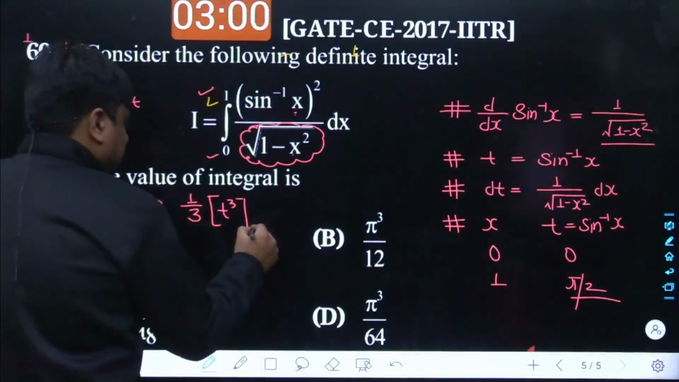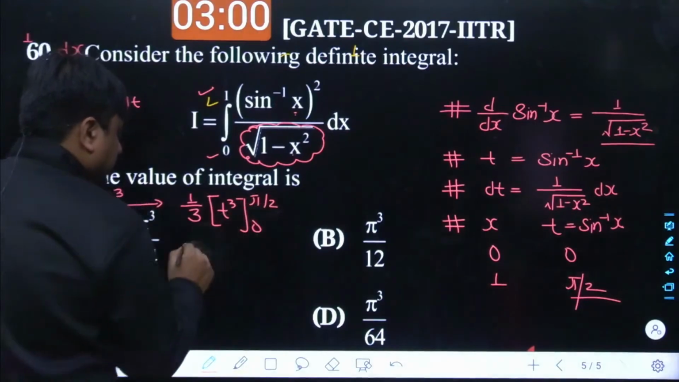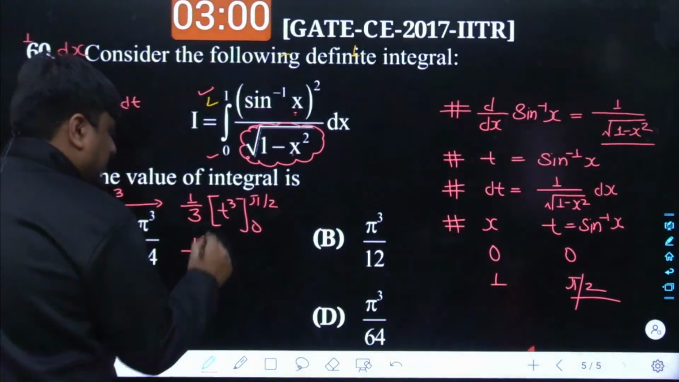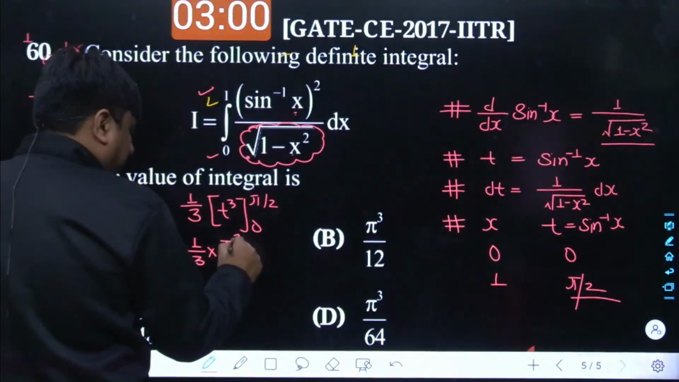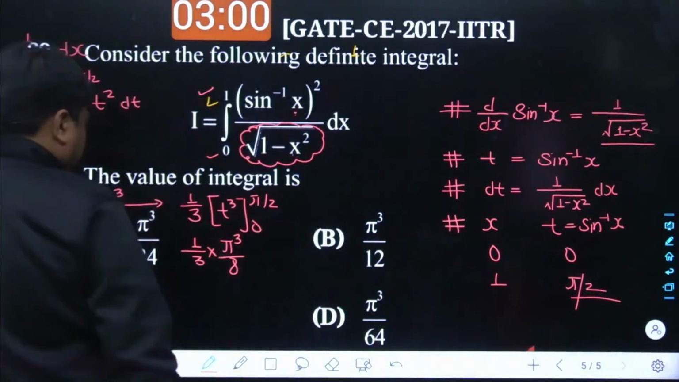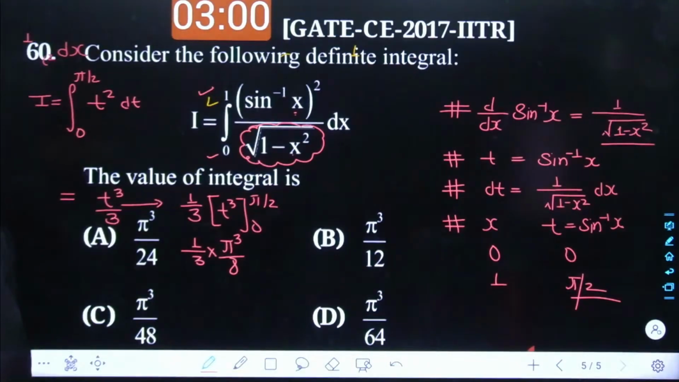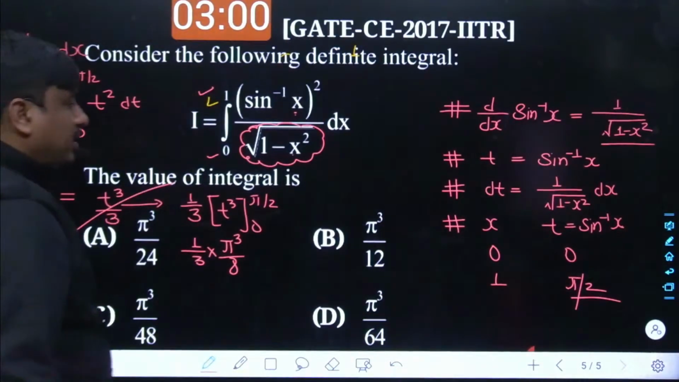Lower limit has been 0, upper limit has been pi by 2. 1 by 3 would remain as it is. Once pi by 2 has been raised to the power of 3, it becomes pi to the power of 3 divided by 8. So at the end of the day, the result which we have been expecting is option A.